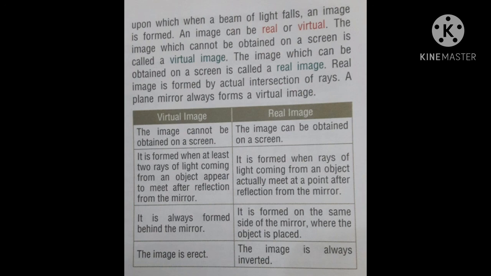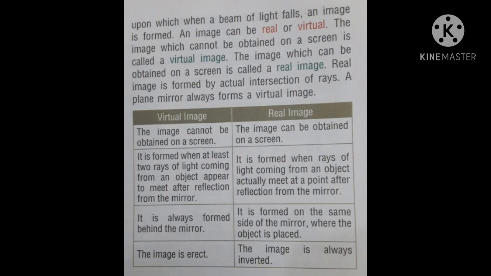The image which can be obtained on a screen, on a paper, is called a real image. A real image is formed by actual intersection of the rays, when the reflected rays actually meet at a point. A plane mirror always forms a virtual image. Children, you can see the real image by a spherical mirror. Spherical mirrors form real images.